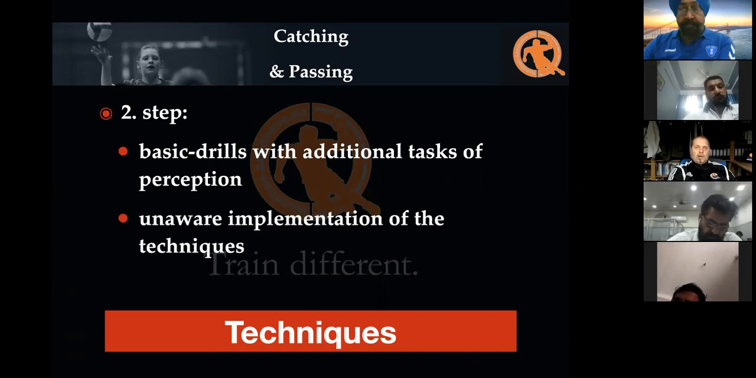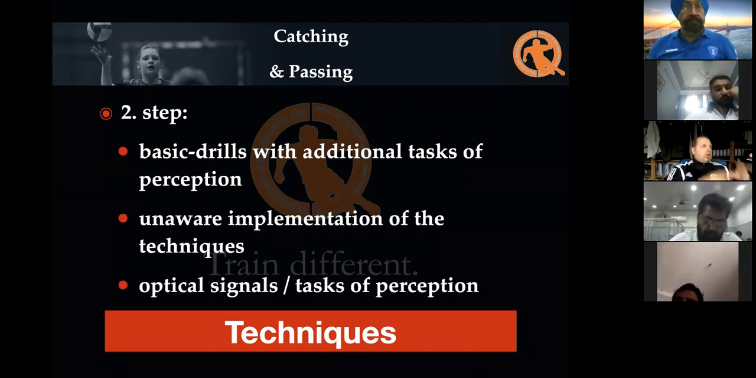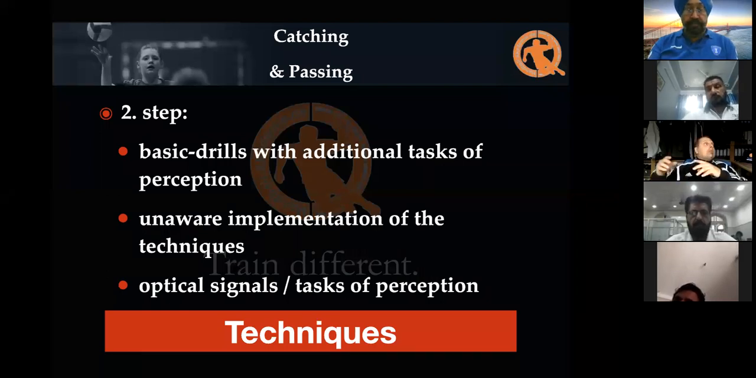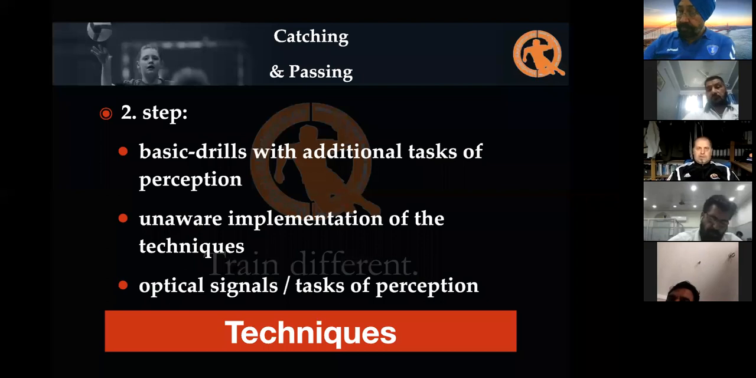Second is the combination now with tasks of perception. We want to have an unaware implementation of the techniques, so that they don't always focus on the passing and catching moves, but they have to do this with some other tasks, some additional tasks, give them some optical signals, change the observation from one to the other side. You will see it in our practical sessions and practical examples.